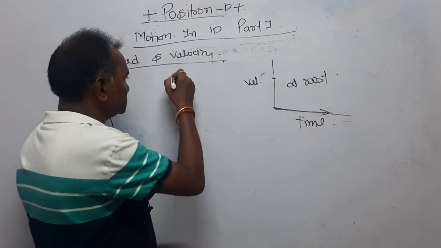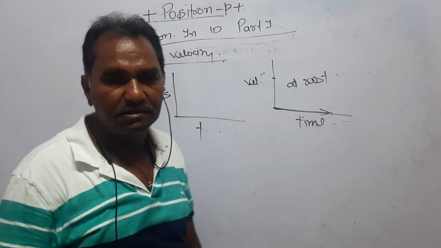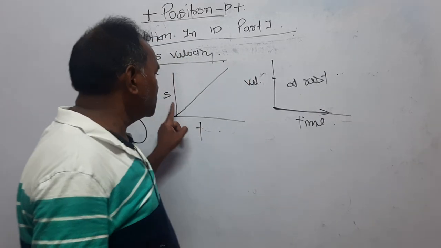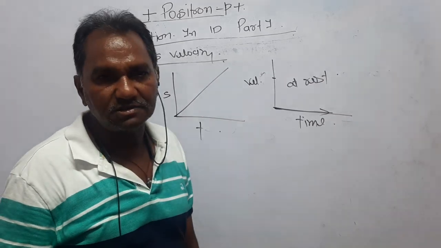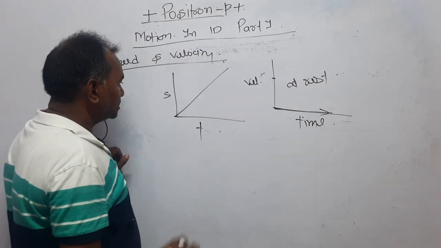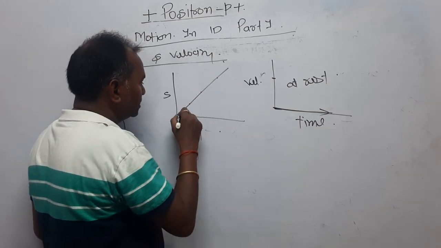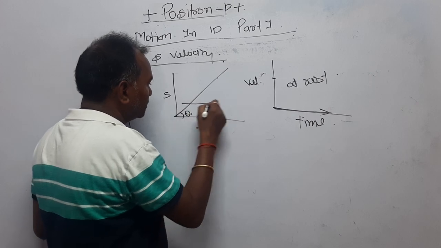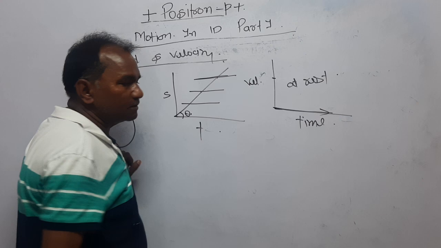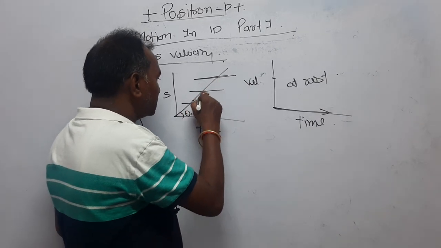But what happens if the graph is between s and t, and you have drawn a graph between displacement and time that is given like this? Then what does this mean? According to this, consider again 3 points. Let this angle be theta. Draw the line parallel to the x-axis crossing these points. All these are theta.